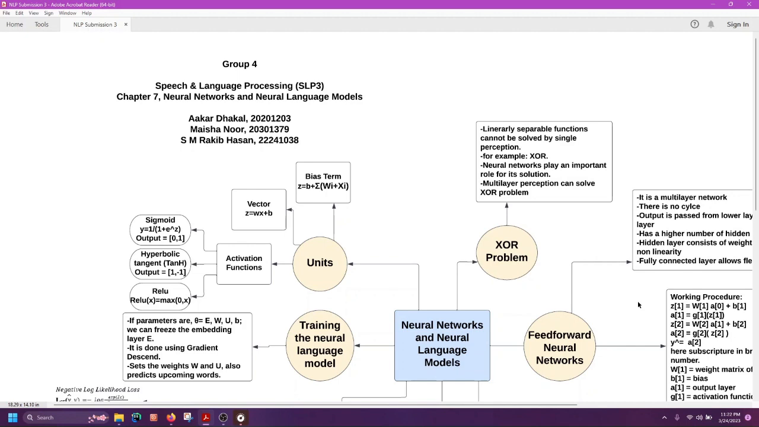We are here to present about Chapter 7, Neural Networks and Neural Language Models from the book Speech and Language Processing by Daniel Jurafsky. So let's start from units.